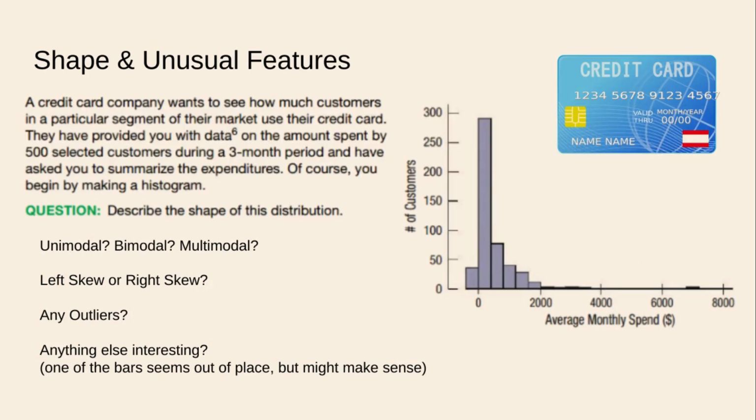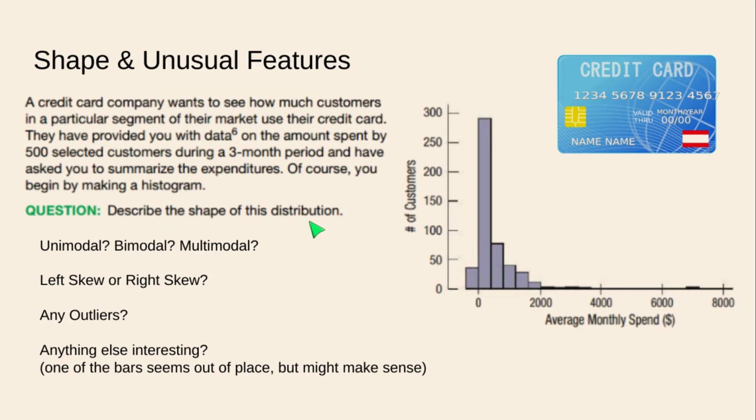Now we're going to look at this set of data dealing with money. So, as I said, we shouldn't be surprised to see a couple of potential interesting data points way out here on the right-hand side. A credit card company wants to see how much customers in a particular segment of the market use their credit card. They have provided you with data, footnote you can find in your textbook, on the amount spent by 500 selected customers during a 3-month period and have asked you to summarize the expenditures. Of course, you begin by making a histogram. Of course you do, good statistics students.